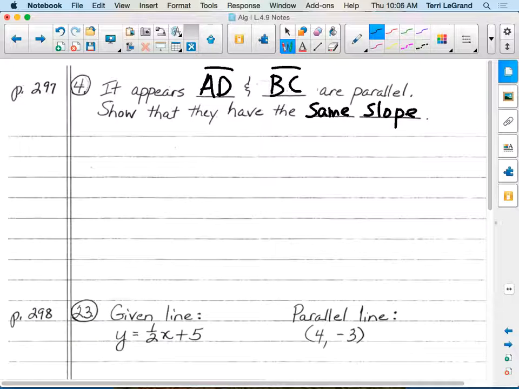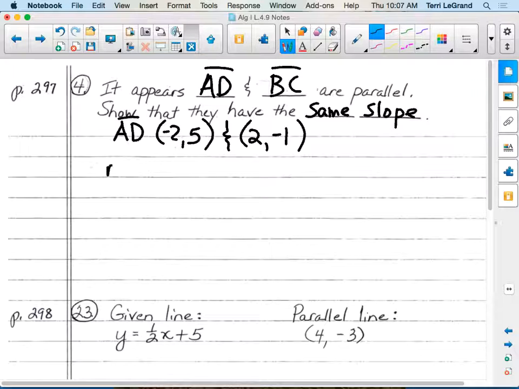So if we can find the slope of line segment AD, then we're going to be able to compare its slope after we find the slope of the other one. So we need the ordered pair. What's the ordered pair for point A? -2, 5. Okay, ordered pair for point D. It's on your graphs, 2, -1. Okay. How do we find slope given 2 points?